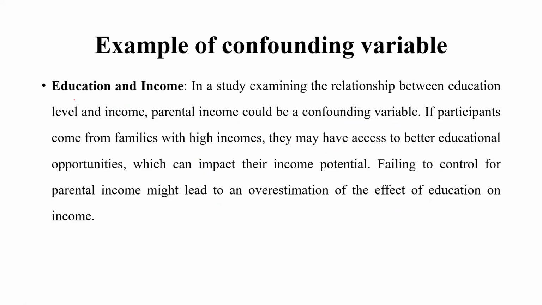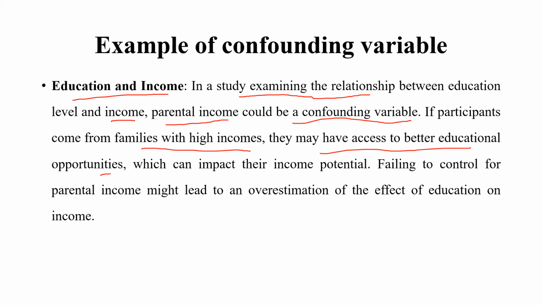Some other example like education and income, in a study examining the relationship between education and income. So parental income could be a confounding variable. If participants come from families with high incomes, they may have access to better educational opportunities, which can impact their income potential. Failing to control for parental income might lead to an overestimation of the effect of education on income.